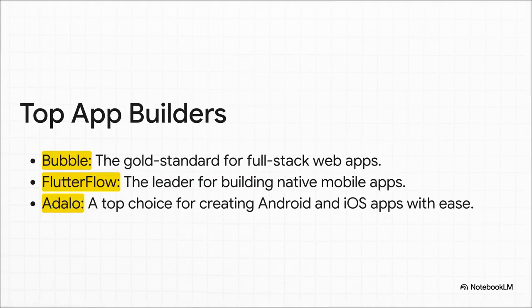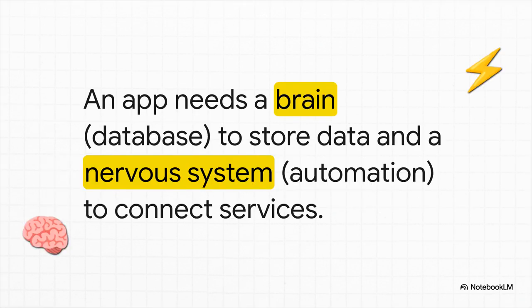So who are the big players here? Well, for building really powerful, complex web apps, think marketplaces or social networks, Bubble is the undisputed king. It's the gold standard. Now, if you're dreaming of a sleek, native mobile app that people download from the App Store, Flutterflow is an absolute beast. And Adalo is another fantastic option, known for being super user-friendly for getting an app onto both Android and iOS devices really fast.